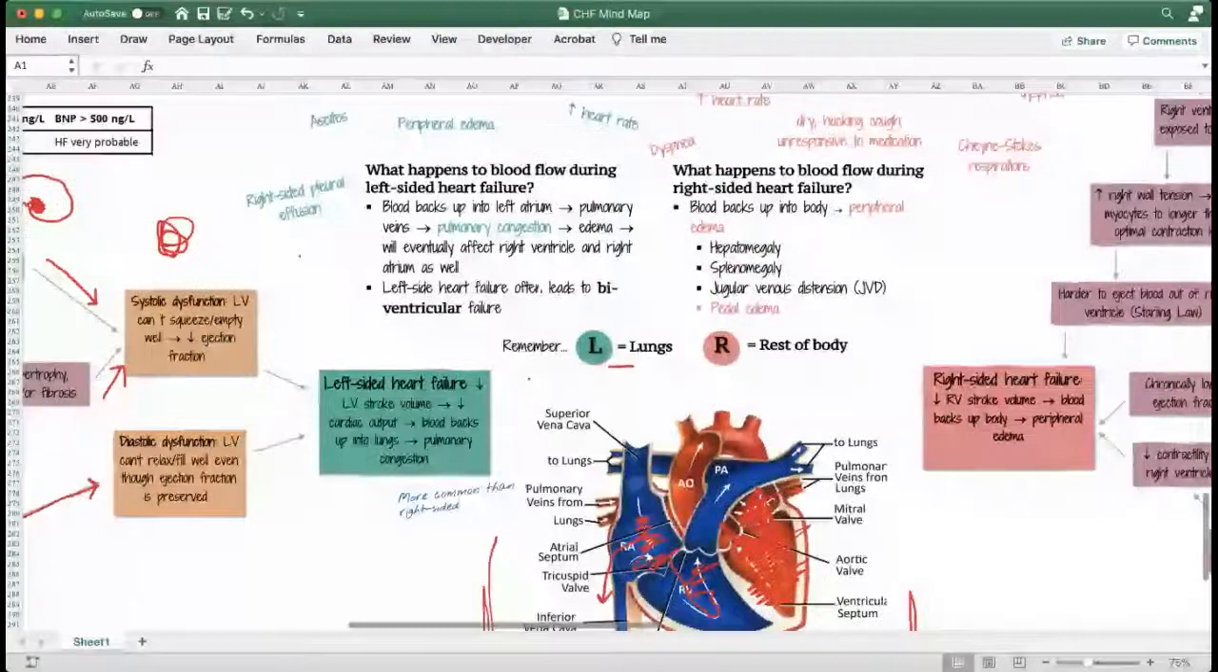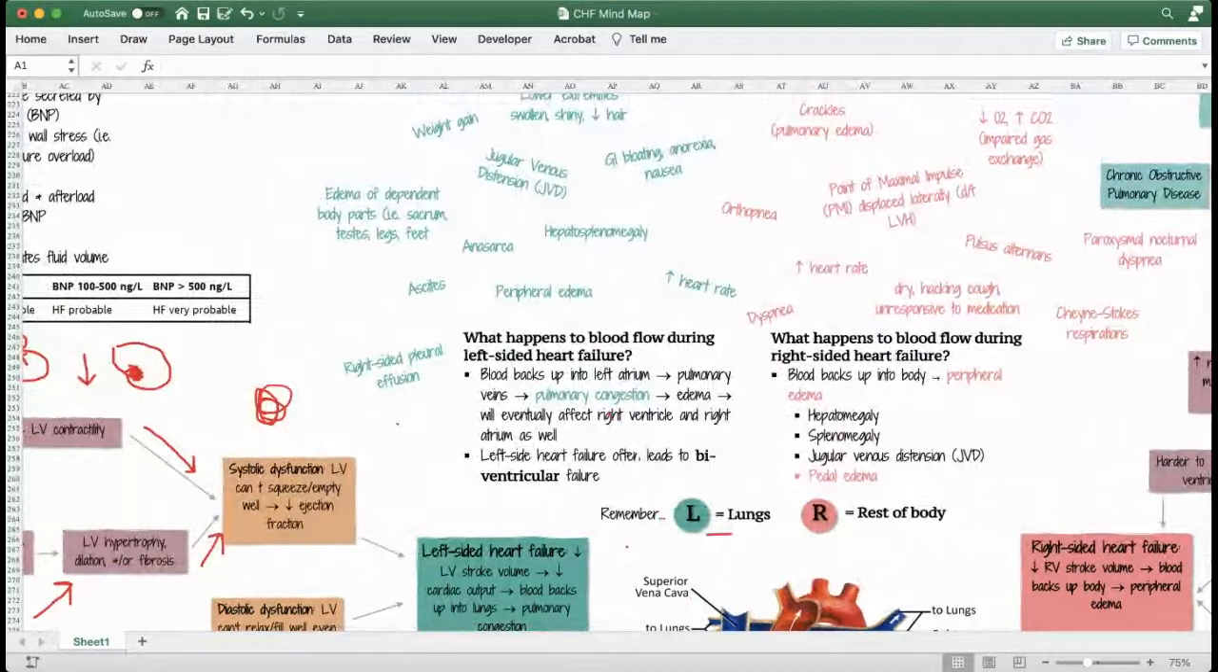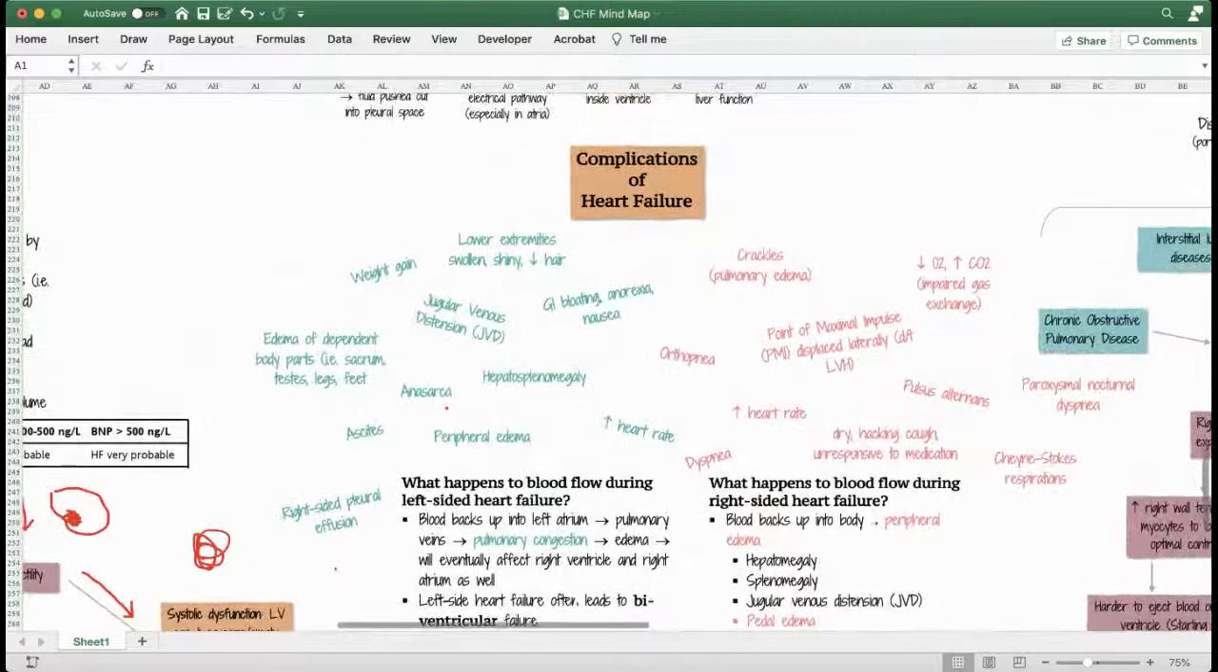Okay, so left-sided heart failure, because of that pulmonary congestion, what are you going to see? If the patient just has left-sided heart failure, it hasn't gone over to the right side yet. You may end up with, let's look at some of these.